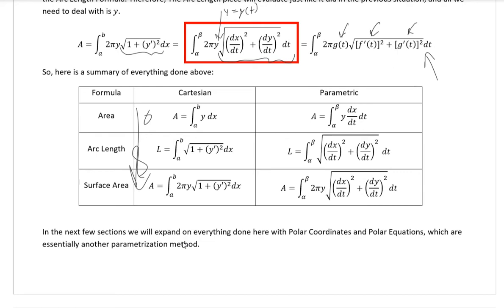Alright, so we have a couple examples of these, but just note that moving forward, we are going to have more forms of this, not just parametric. We're going to add polar to this in terms of how we'd evaluate polar coordinates. Although polar coordinates are basically just another parametrization method, so they're going to look almost identical, if not the same.